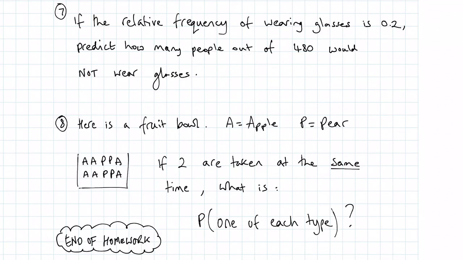And then the last one, this is this fruit bowl. It's got apples and pears in it. We're assuming that they're mixed up and are being picked at random. And if 2 are taken at the same time, what's the probability of one of each type? And you really do need to draw a probability tree for that. And then you need to think about apple and apple, or pear and pear. So you've got 2 routes on that tree that you need to follow.